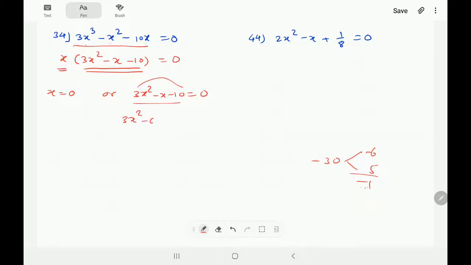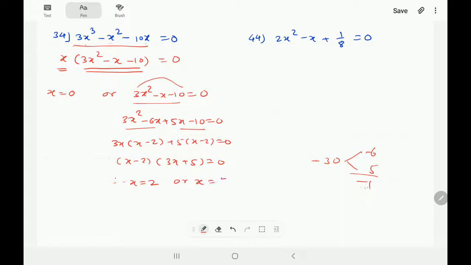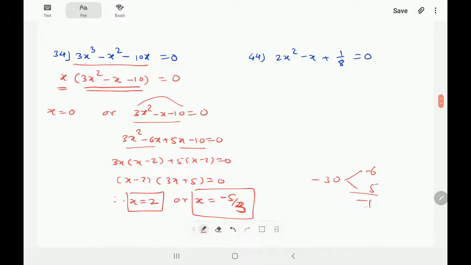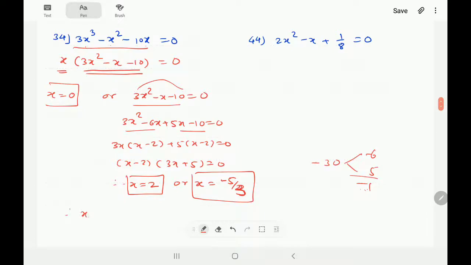So I get 3x square minus 6x plus 5x minus 10 is equals to 0. I can take things common like 3x common, x minus 2 plus 5 common, x minus 2 is equals to 0. I get x minus 2 into bracket 3x plus 5 is equals to 0. Therefore, I get x is equals to 2 or x is equals to minus 5 by 2. Sorry, 5 by 3. So what are the answers here? Answer is this, x equals to minus 5 by 3, this as well as this. Okay, so therefore I have three values here for x. Therefore x is 0, 2 or minus 5 by 3. Got the point? Interesting. Easy.